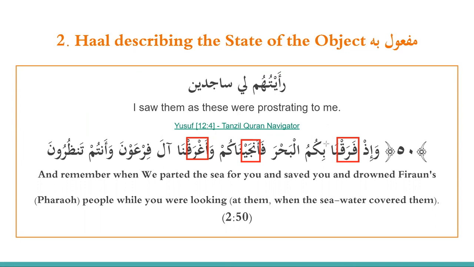And there are fail na again. Every time fail is nahnu, nahnu, nahnu, nahnu, and bikum. Bikum is maful bihi, indirect maful bihi. Mutalliq with fail, but this is indirect maful bihi. You can say maful bihi ghair sarih. So here kum is maful bihi. Here again kum, we saved you. Saved whom? We saved you. For whom we parted the sea? You all. Bikum, for you all.